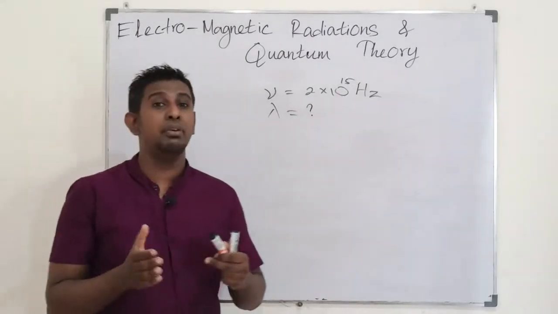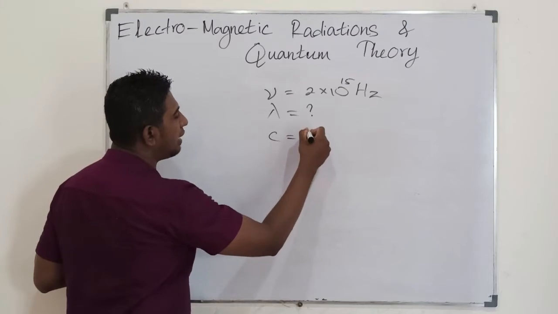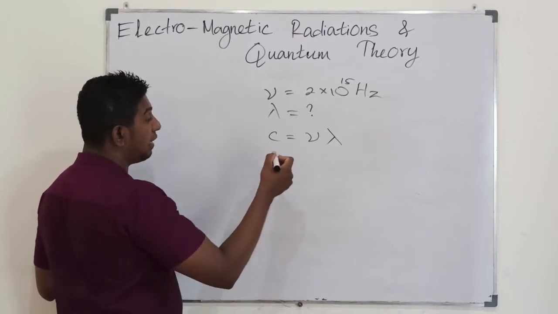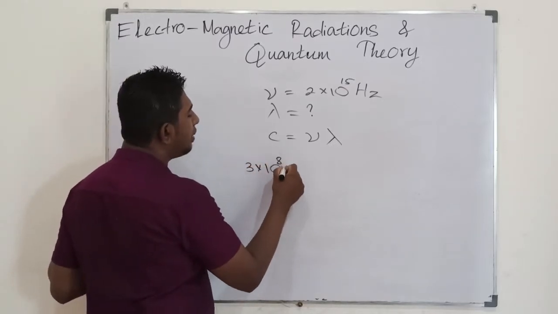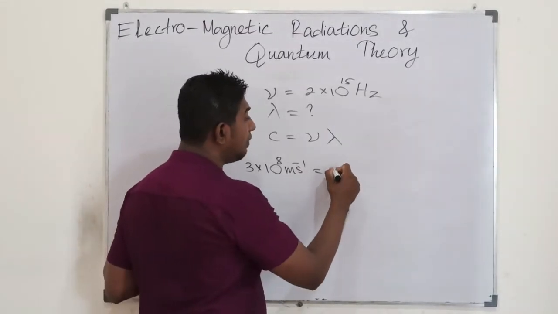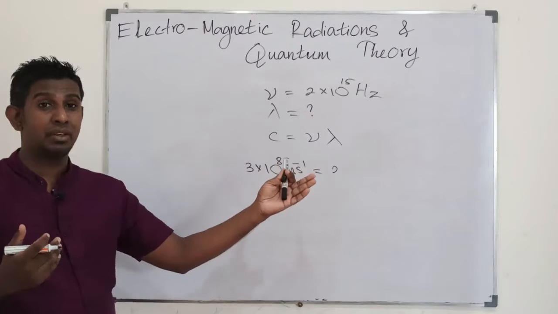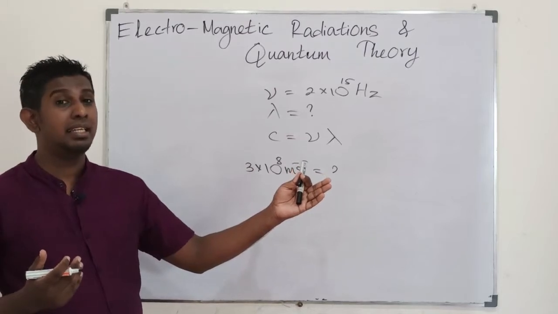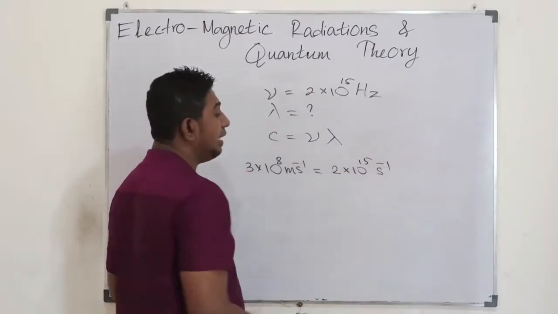If we are about to find out the wavelength using the given frequency of the electromagnetic radiation, students, let's substitute it in the equation c equals nu lambda. C is the velocity, the same for all the electromagnetic radiations, 3 into 10 to the power 8 meters per second. Then the frequency here has to be in SI units, so we need to convert this hertz into the SI unit, per second. They are the same: 1 hertz is 1 per second. So it is 2 into 10 to the power 15 per second now.